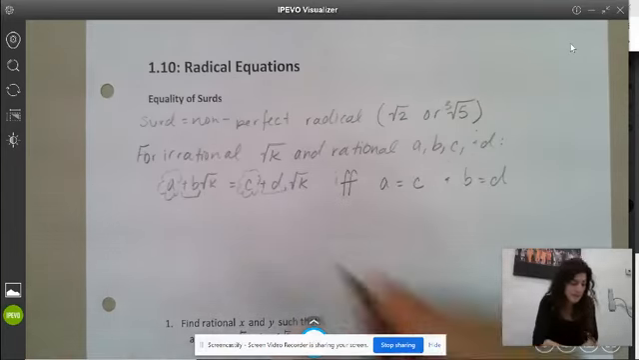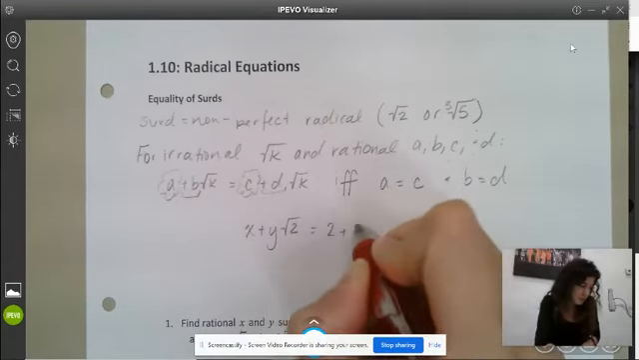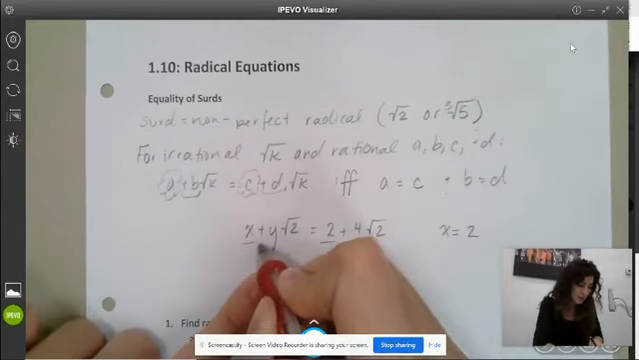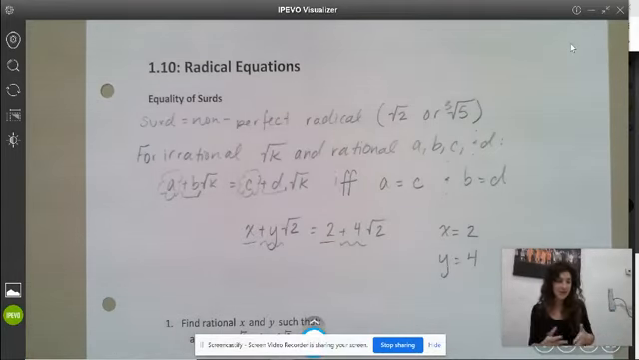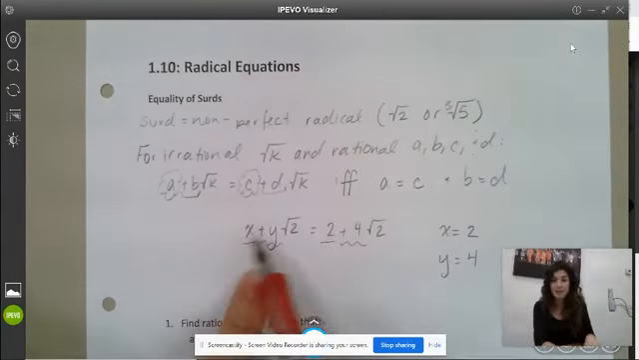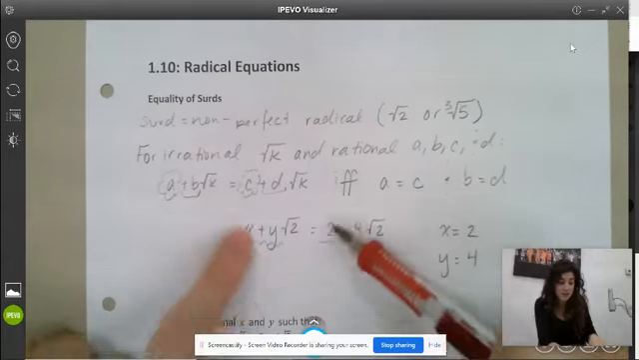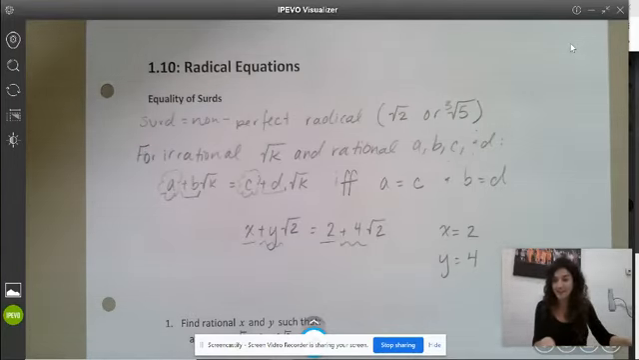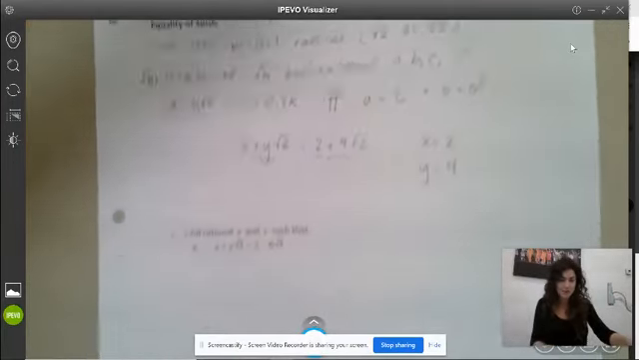Okay, so it's pretty straightforward. It means that if x plus y square root of 2 equals 2 plus 4 square root of 2, then your x is equal to 2 and your y is equal to 4. That's all it means: if you have it set up so that it looks exactly the same from one side to the next, the like terms that are in the same spots are going to be equal. They have to be equal in order for this statement to be true. Now, it's going to get more difficult than that, of course, because we're in accelerated mathematics, but that's the general idea.